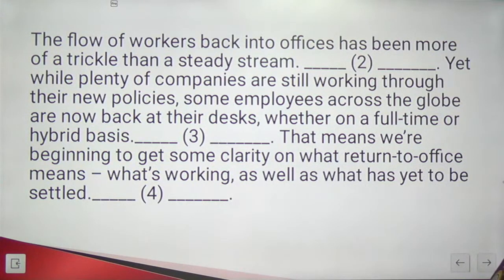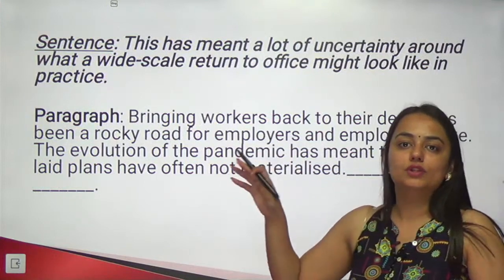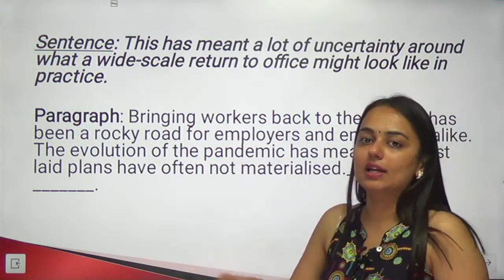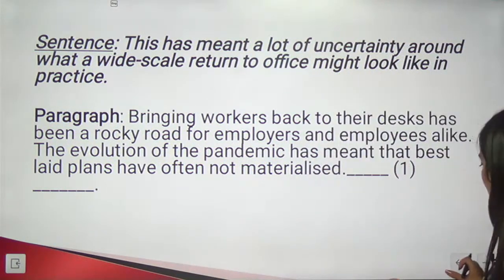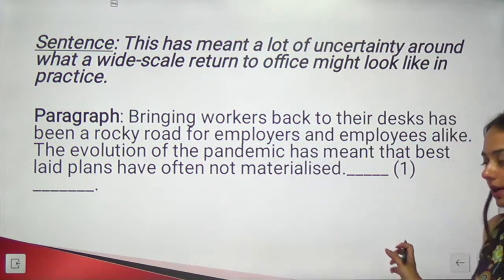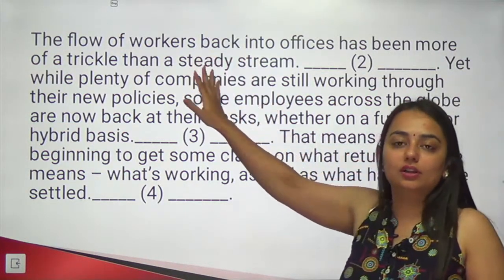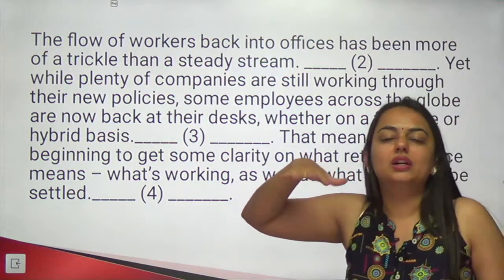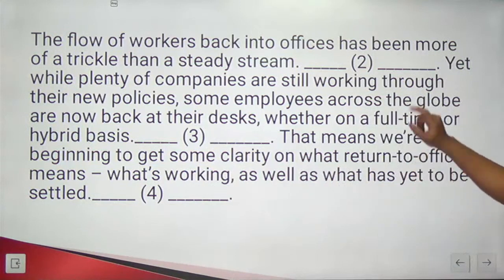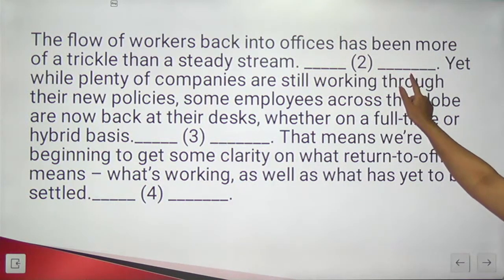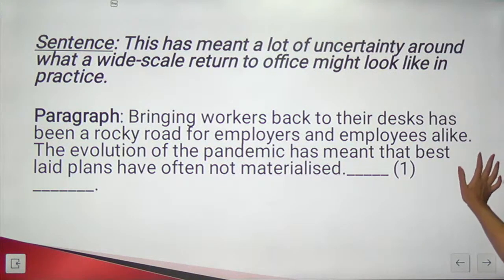Rather, after saying that coming back to the office had not been an easy thing for the bosses, it has been a rocky road convincing the workers to come back to the office. So look at the transition of the ideas here. Then he goes on to state that it has been more like a trickle, not a strong current or a steady stream. So it should come again in the second blank. In the second blank, you will be using this particular sentence, right?